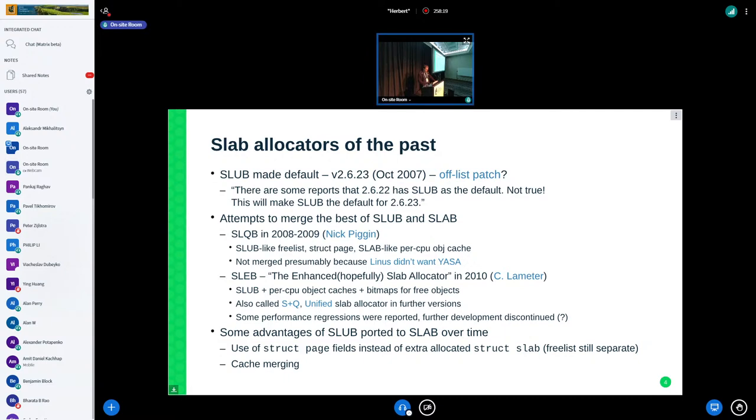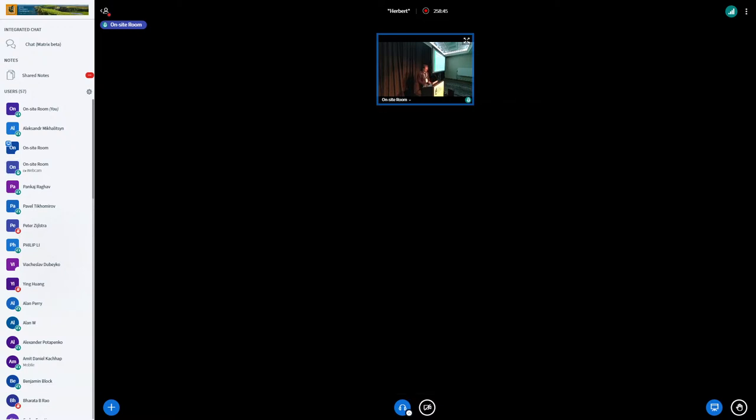But anyway, some advantages of SLUB were ported to SLAB over time, like the use of struct page fields and the merging of kmem caches of the same size and attributes. So they got a bit closer in the features, but not completely.